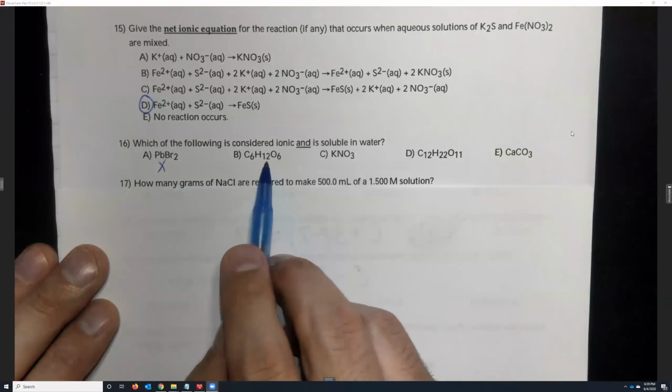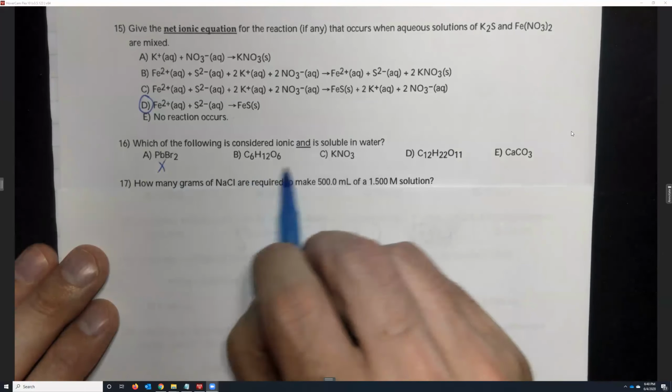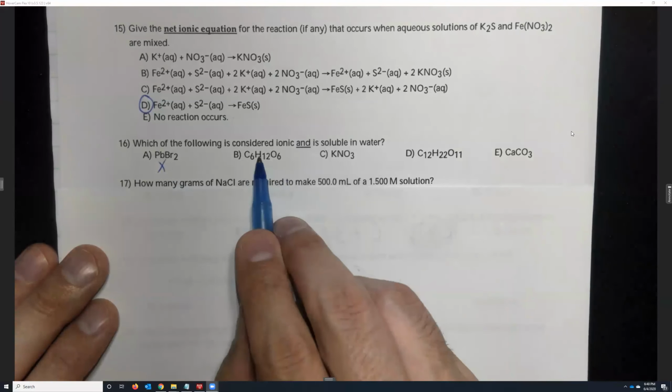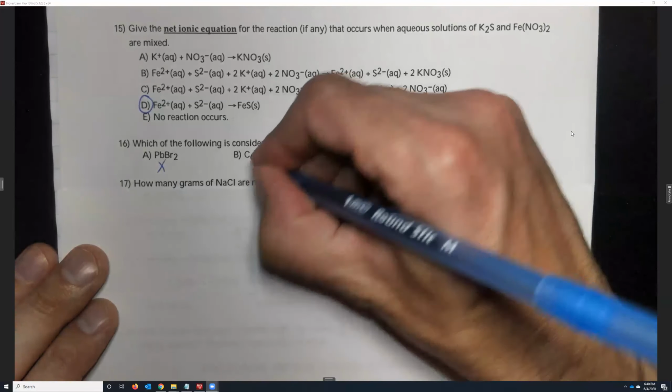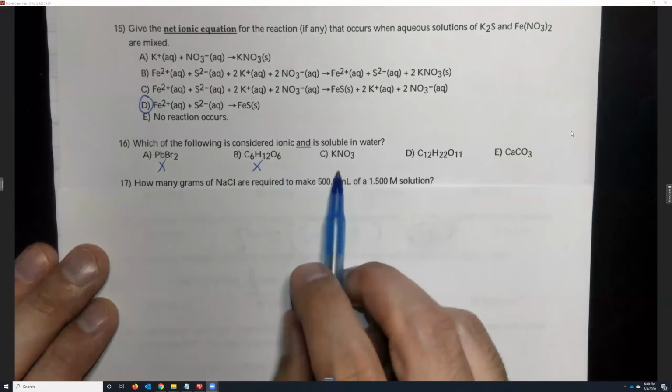C6H12O6. This is glucose. This is a covalent compound. How do I know? Non-metal, non-metal, non-metal, no metal. So they're all non-metals. This is a covalent compound. That can't be our answer.